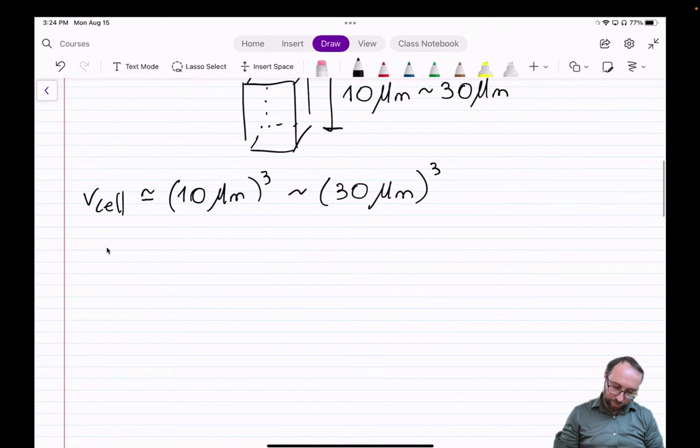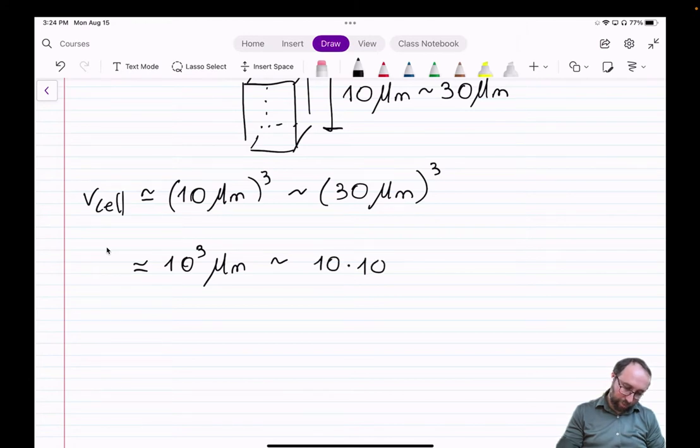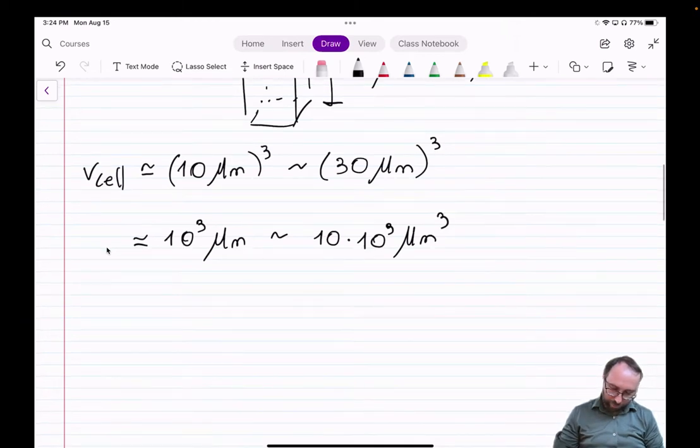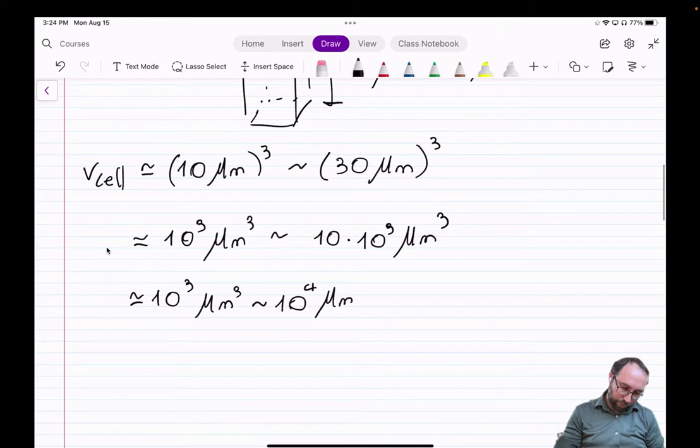Okay, and so what does this tell us? Well, this is 10 to the 3 micrometers. And here, what do I get? I get 3 squared, that's 9, that's almost 10, so that's like a few squared, so that's 10, and then 10 to the 3 micrometers cubed, which means that the range that we're going to think about is 10 to the 3 micrometers cubed to 10 to the 4 micrometers cubed.